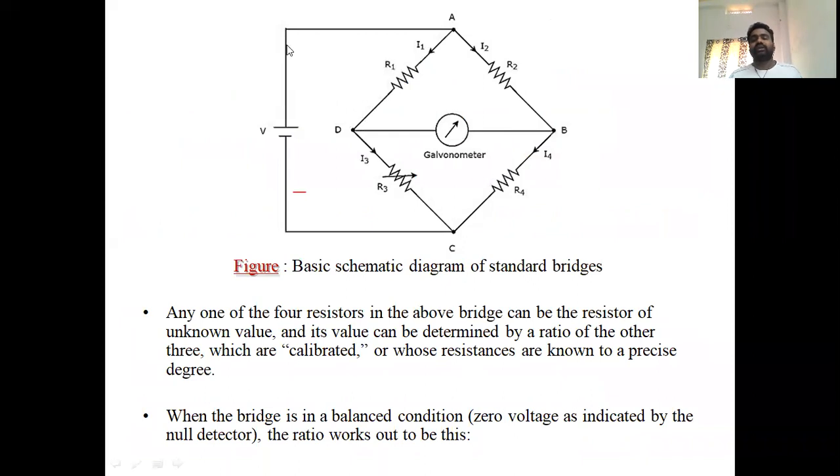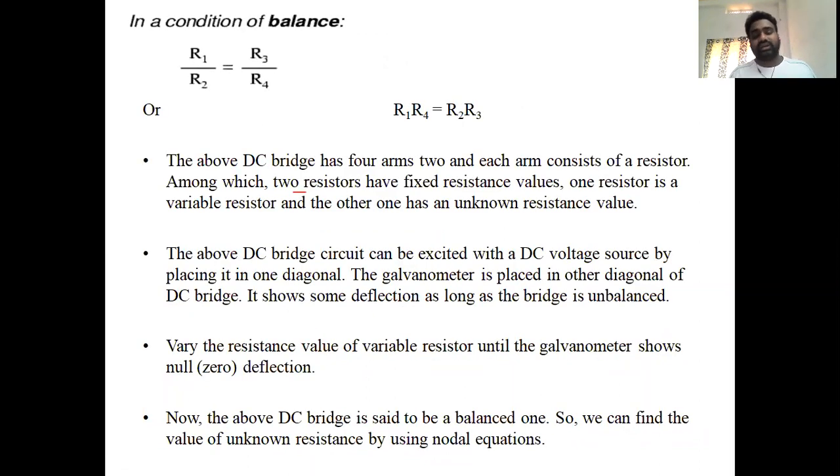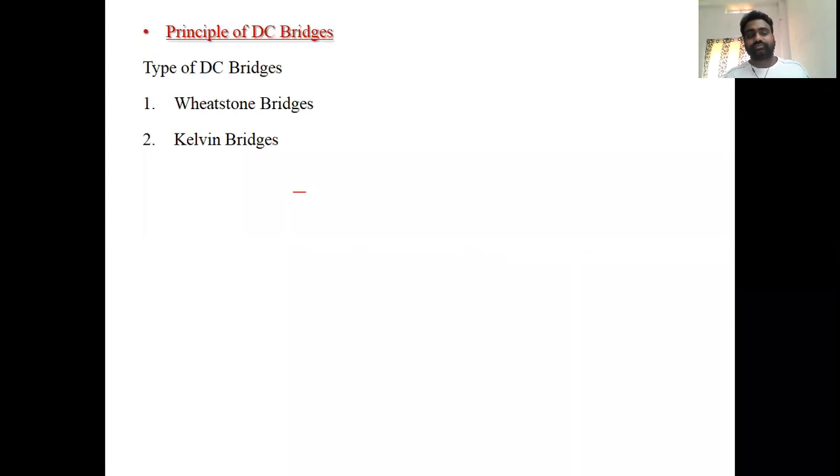Next we analyzed the general DC bridge, how a DC bridge is exercised, and what is the role of the galvanometer. What happens when the bridge is balanced? When the bridge is balanced, the galvanometer will show a null deflection. The entire thing we discussed, and next we saw the bridge balanced condition.